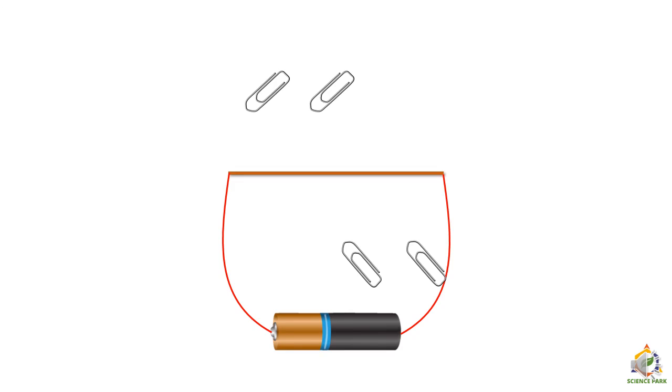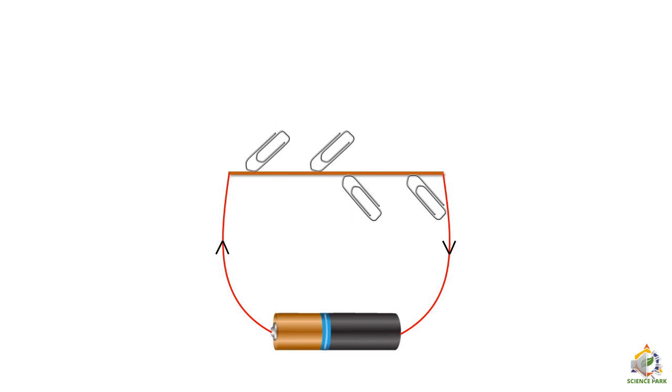Yes. So from the experiment, we came to know that whenever we pass current through any conductor, it becomes an electromagnet. Right? Okay. So now we will see how to actually make an electromagnet.